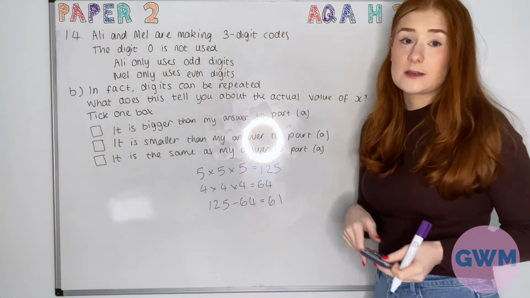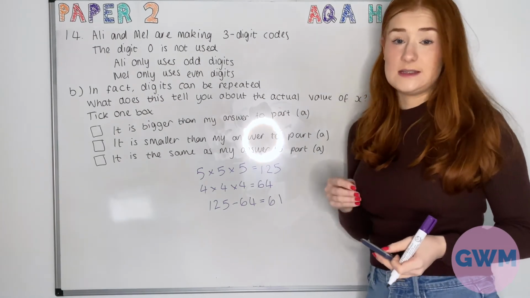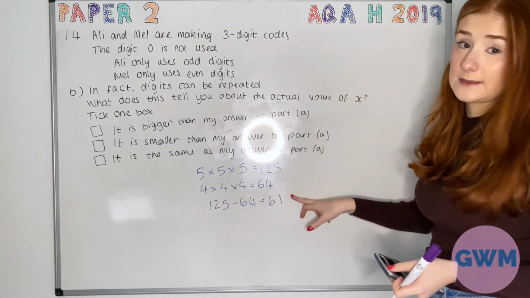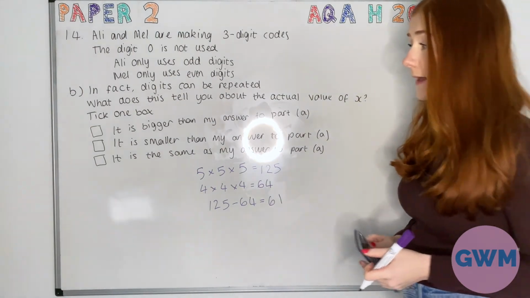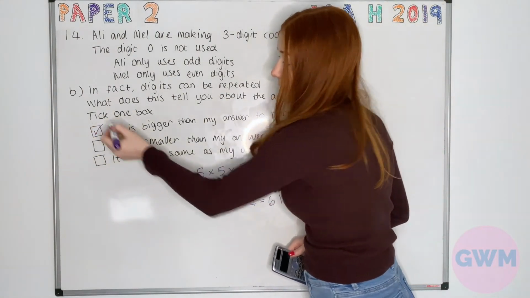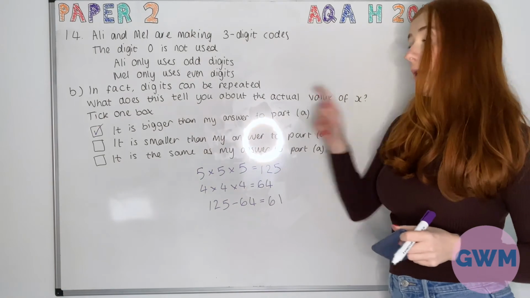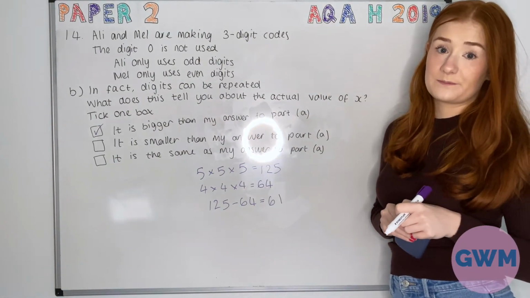In part A, we worked out the value of X in that case was 36. Therefore, the actual value of X is bigger than what we worked out in part A. So the answer for this one is the first box, that it is bigger than my answer to part A.